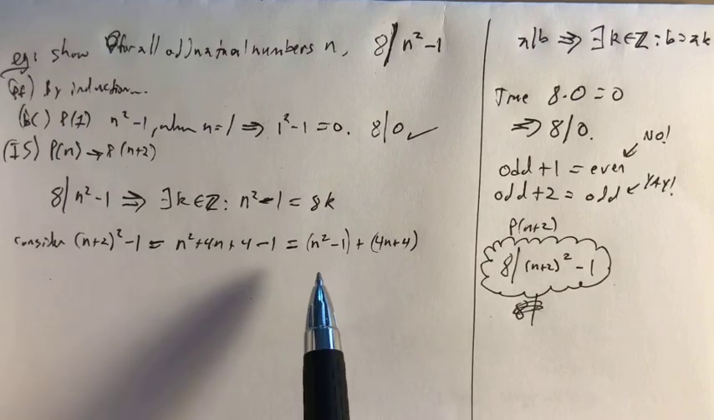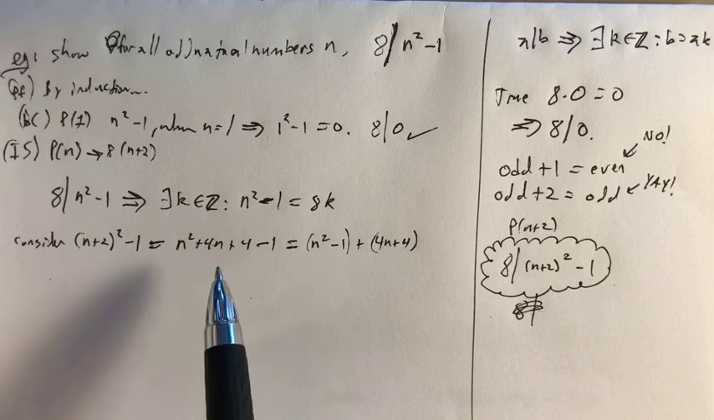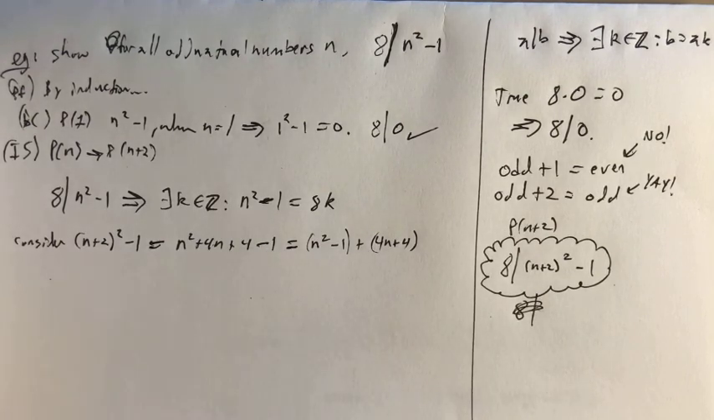And all I've done, I haven't done any factoring or any advanced mathematics. I've just written this thing down in a different order. N squared minus 1 is here. The rest of it is here.